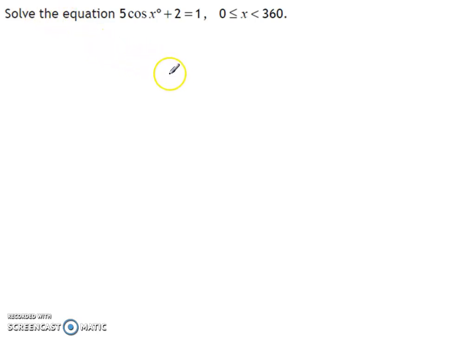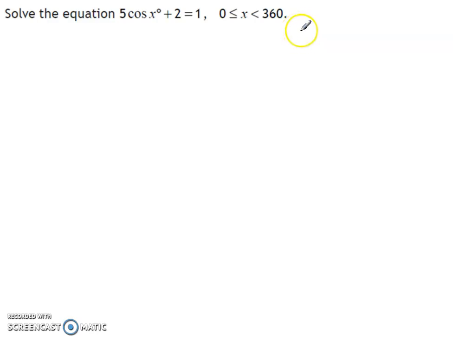This question is a standard question that comes up near enough every single year, or some format of it comes up near enough every single year in the Nat 5 exam. It's everyone's favourite topic, trig equations. Simply put, this one's asking us to solve the trig equation 5 cos x plus 2 equals 1 for x between 0 and 360 degrees.